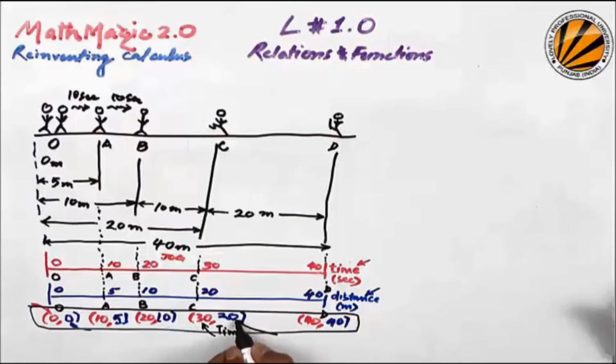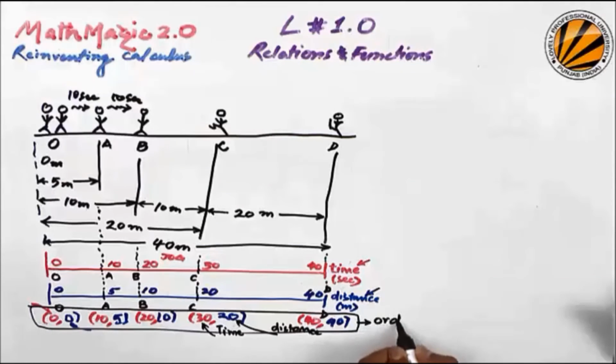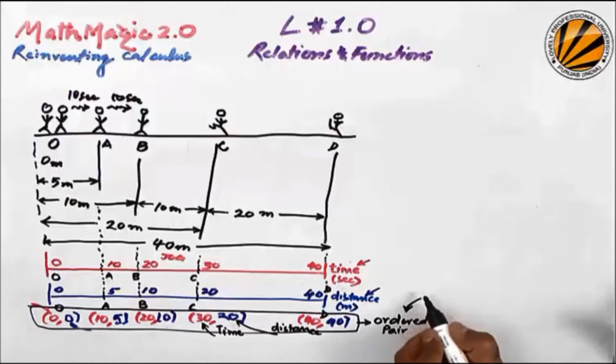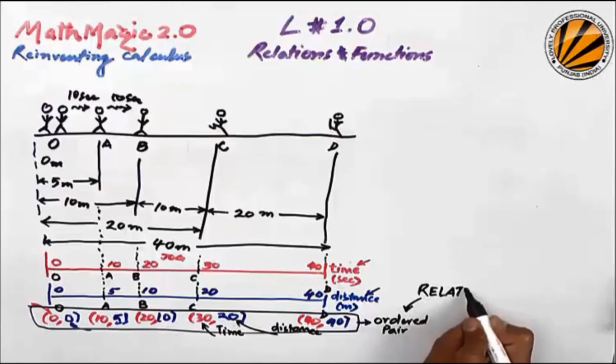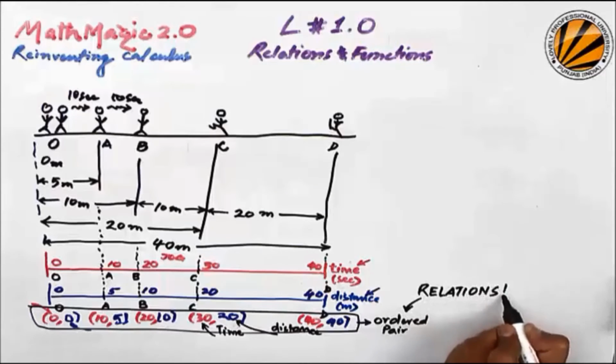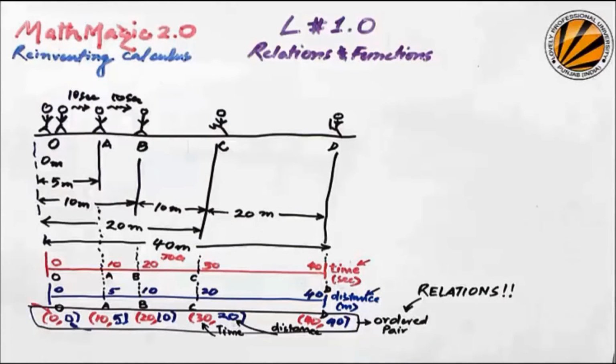Now all these things are ordered pairs. The pair defines the time from the point of departure, when he said goodbye to you, and thereafter the distance traveled, or the distance between you and your friend, is depicted by this ordered pair. Any form of ordered pair would be termed a relation.